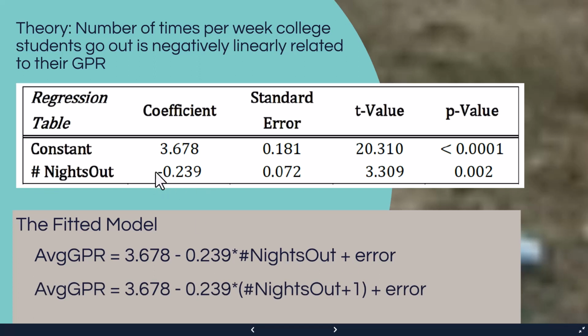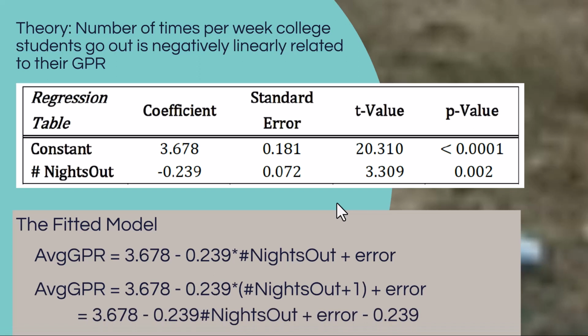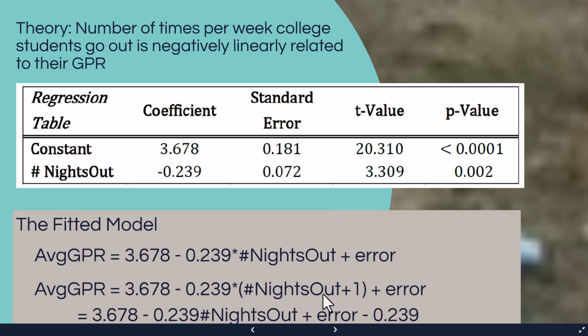But how do I interpret this? What does this number really mean? And for simple linear regression, the way you interpret this, the way you can show yourself, is by thinking about the difference between someone who goes out some number of nights per week and someone who goes out one more night than that person. And if we do a little bit of algebra, what we see is that for this person who goes out one more night per week, their average GPR is the average GPR of someone who goes out one night less. You see, this is exactly equal to this, minus this number.